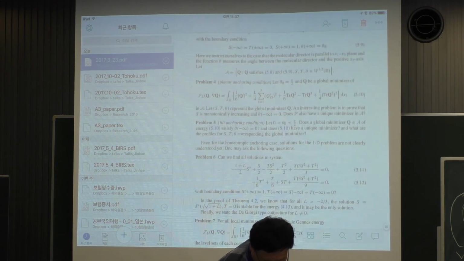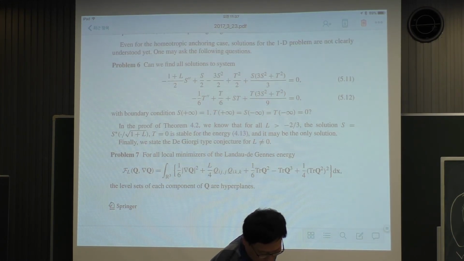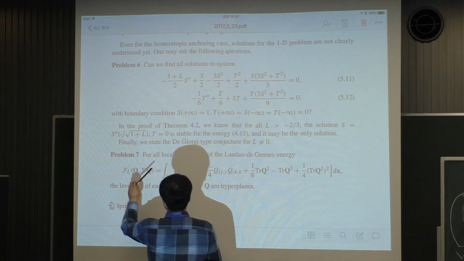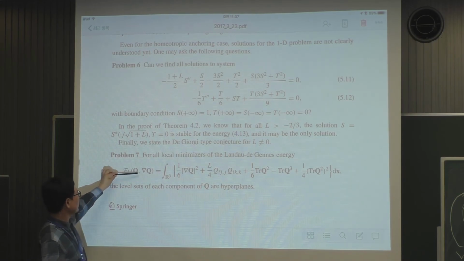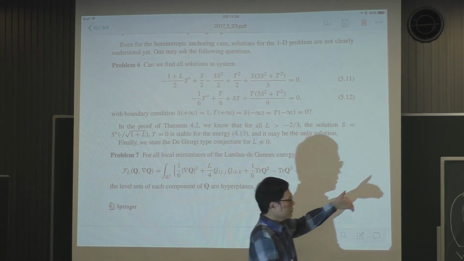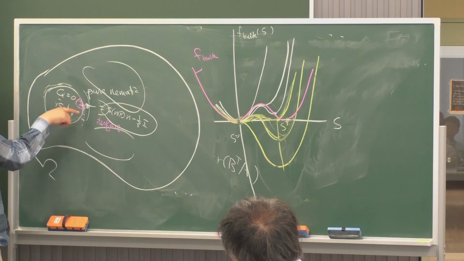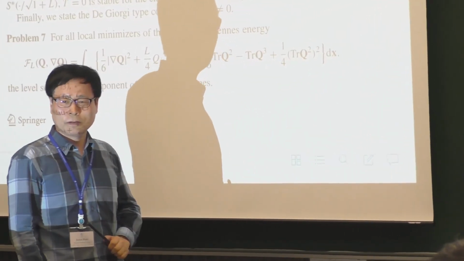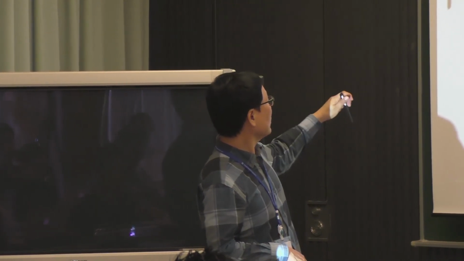Finally, we posted many open questions in the paper. The last one is this one. Suppose you have a local minimizer of such Landau-de Gennes energies. We want to know whether the level set of each component is a hyperplane or not. So in our 1D problem, we are assuming this interface is flat, but in general, it's not flat, but you have a level set of a component of Q. Is it a hyperplane or not? We don't know if it's true. So here we posted some open questions, so you may help us with these problems. Okay. Thank you for your attention.